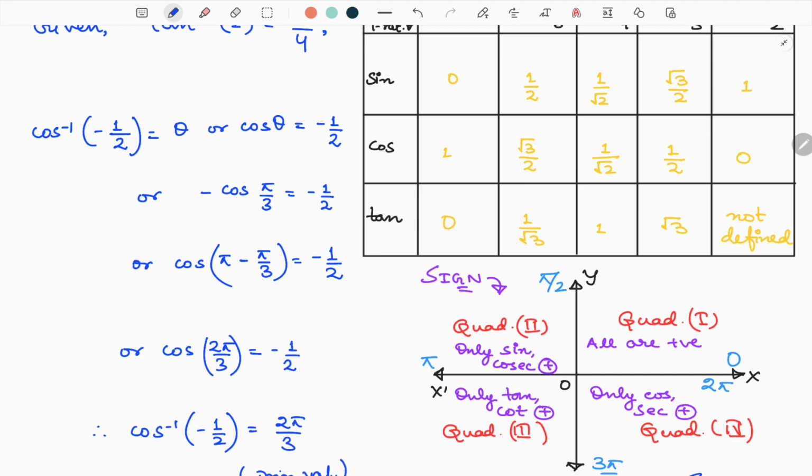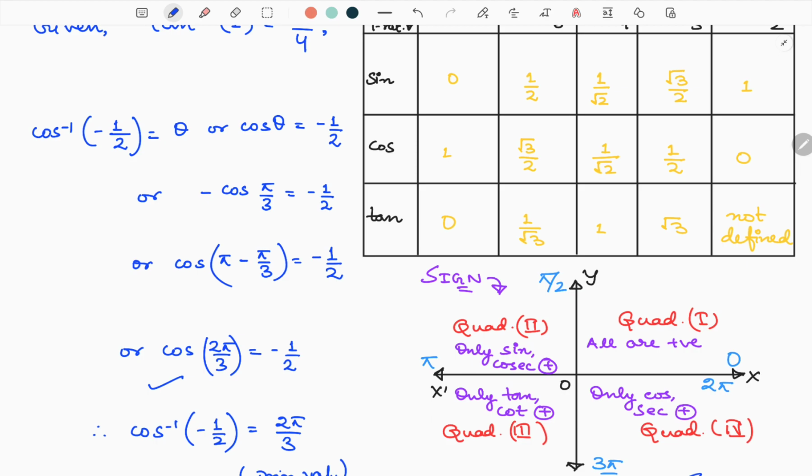So how to make minus cos pi by 3 positive? Take that angle in the second quadrant, because in the second quadrant cos is negative. To make that angle in the second quadrant, we have to subtract pi by 3 from pi. So we will get cos 2 pi by 3.